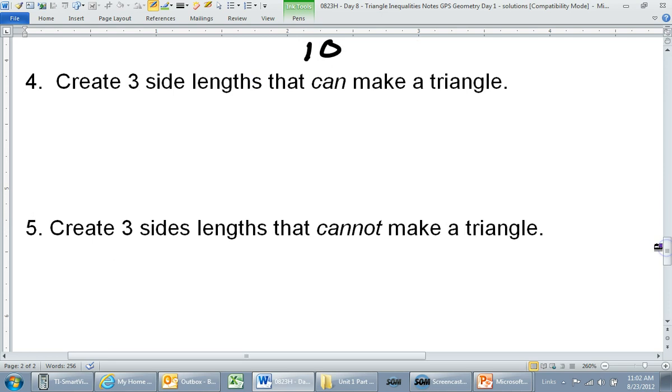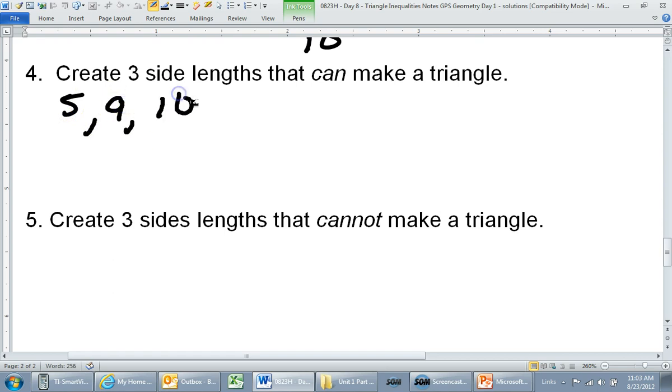All right. Have you guys done number 4 and 5 yet? Raise your hand if you've already done number 4. All right, that's almost everybody. Put your hand down. Let's proceed. Let's see. Create 3 side lengths that can make a triangle. All right, go ahead, Derek. Give me one. 5, 9, 10. Okay. You said 5, 9, and 10. That's excellent. Let me call a couple people I just haven't called on in the last. If I've talked to you in the last 2 days, put your hand down. Okay, let me keep your hand up if I haven't called on you.